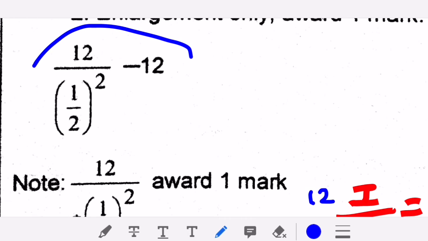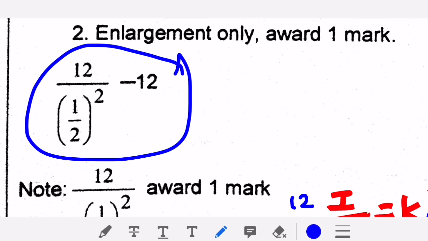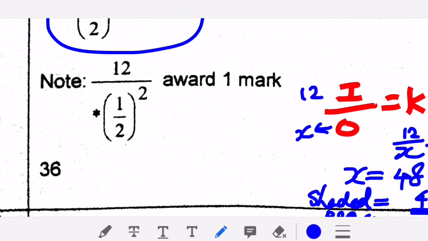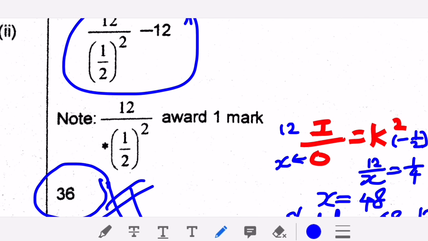Yeah, you have to show this step. Okay, 1 mark will be given if you show the step like this, and then your final answer is 1 mark, 36, after you minus. Alright, so you must know how to get the marks for the transformation.